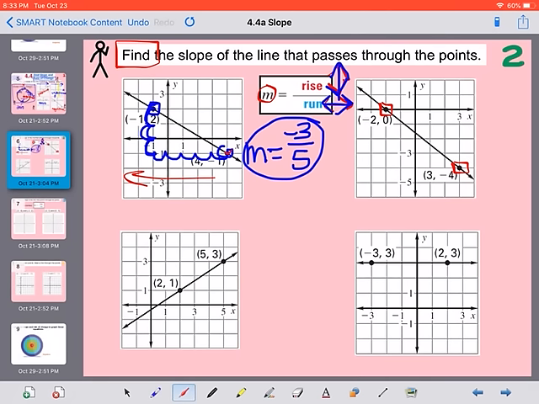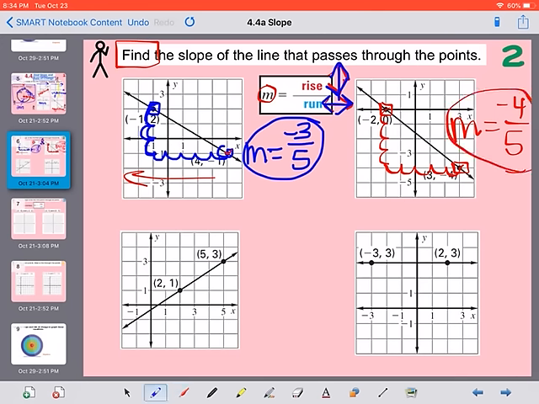So if we look at this next one, again, I always start on the left, like you read a book from left to right. Rise over run. So first we're going down 1, 2, 3, 4. So we went negative 4, down 4, and then over 1, 2, 3, 4, 5. So our slope is negative 4 over 5.